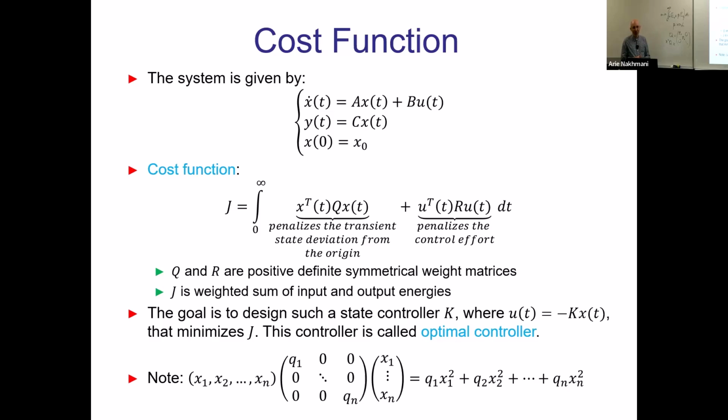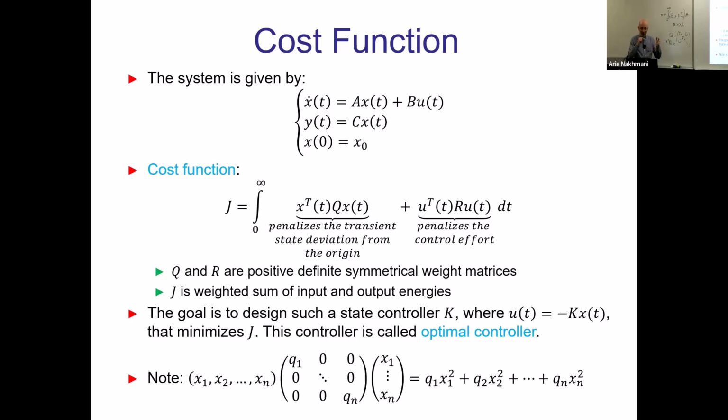It will be Q1 times X1 squared plus Q2 times X2 squared plus Q3 times X3 squared, and so on. It's just a weighted sum of the squares, which means if you put it here, it will be a weighted sum of the energies of all x's. Similar to here, okay, for a single u: you'll have r times u squared plus q1 times x1 squared plus q2 and so on. So this is a weighted sum of the energies of all of the states.